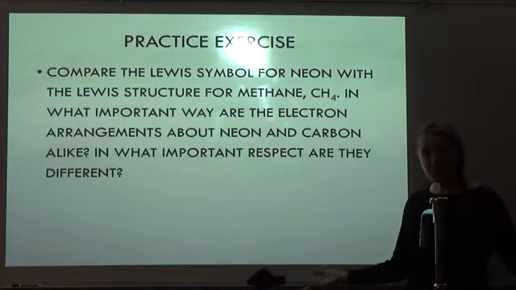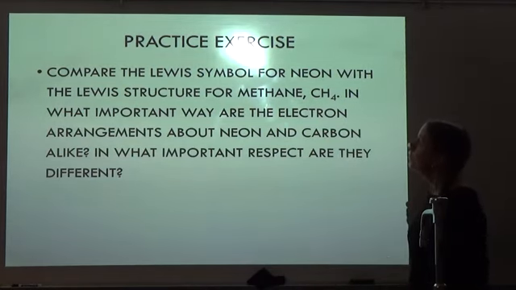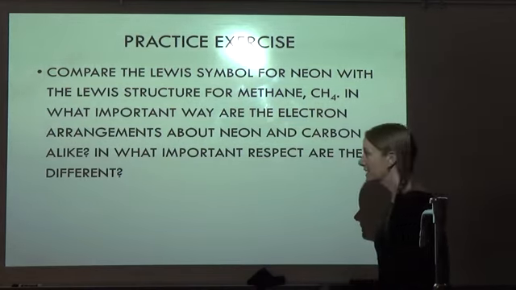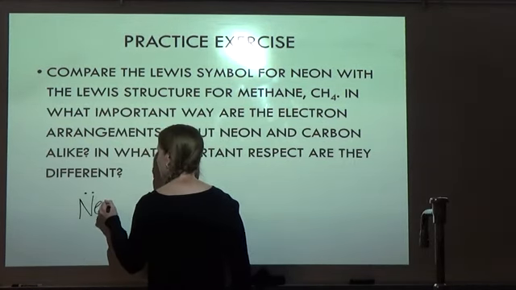Alright, so you try this one, and then we'll look at it together. It says, compare the Lewis symbol for neon with the Lewis structure for methane, which is CH4. In what important way are the electron arrangements about neon and carbon alike, and how are they different? Okay, so pause it, try it, we'll look at it together. So neon is in group 18, so it has 8 valence electrons.